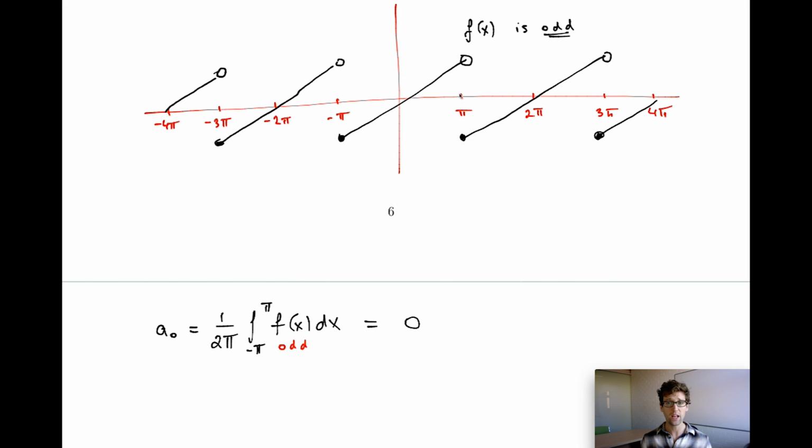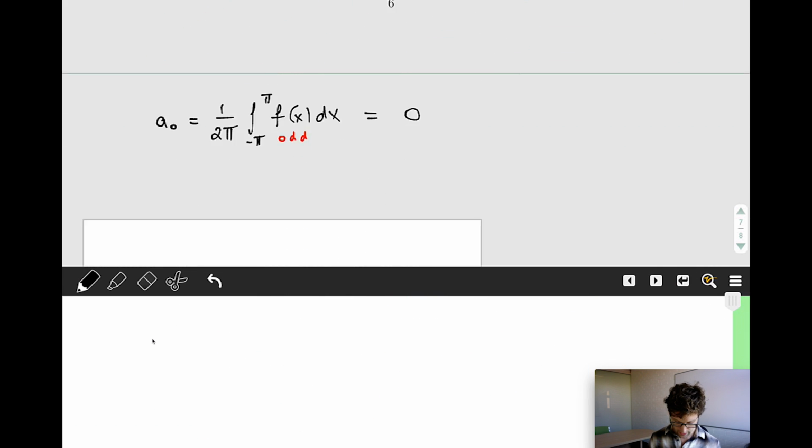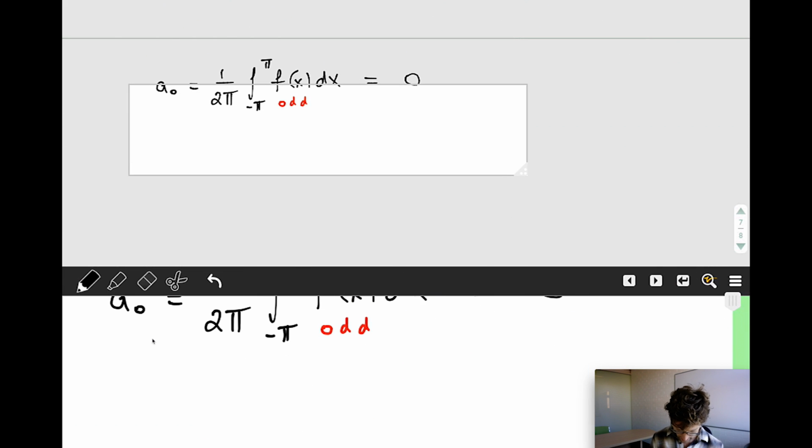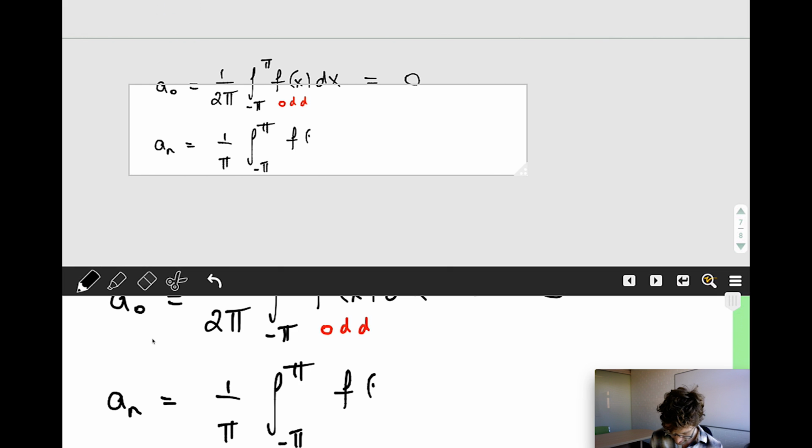Now that's true for any odd function. Its average value is always going to be equal to 0. So the a0s are always going to be 0 for odd f of x. Let's try the ans. So we've got an equal to 1 over pi times the integral from minus pi to pi of f of x cosine nx dx.